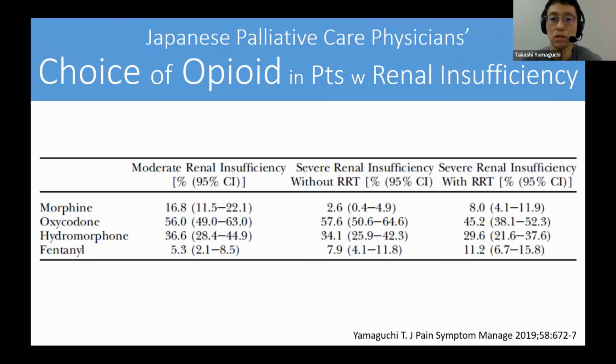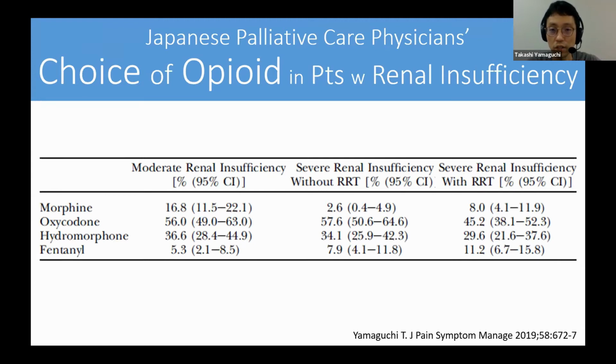So this slide shows which opioids are usually used for dyspnea by Japanese palliative care physicians. We conducted a questionnaire survey of all Japanese palliative care specialists. According to the results, they use oxycodone or hydromorphone in a significant number of cases.